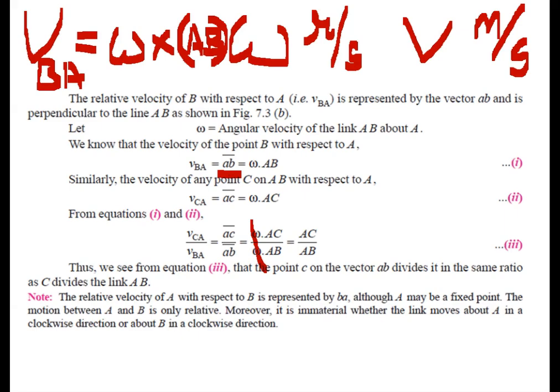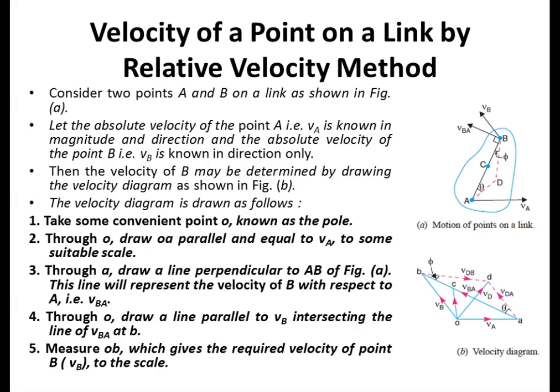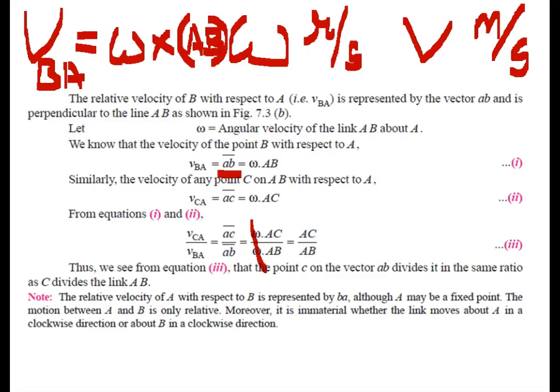Note that the relative velocity of A with respect to B is represented by BA, although A may be a fixed point. So the motion between A and B is only relative. Moreover, it is immaterial whether the link moves about A in the clockwise direction or about B in the clockwise direction. That is considered later. So this is regarding the consideration of 2 points on a link.